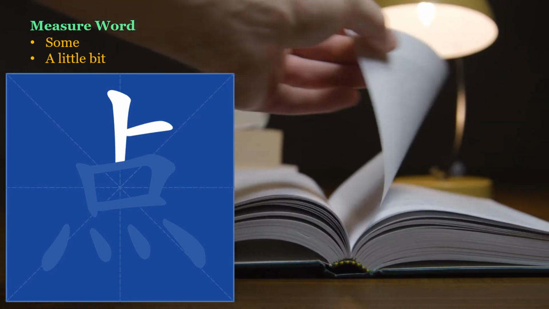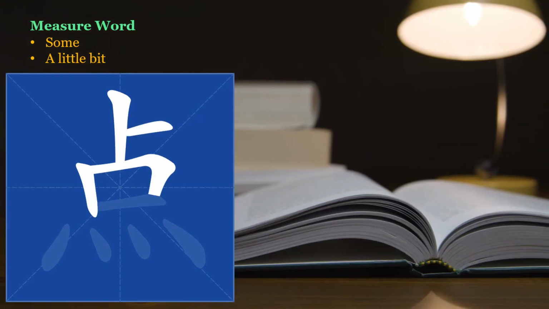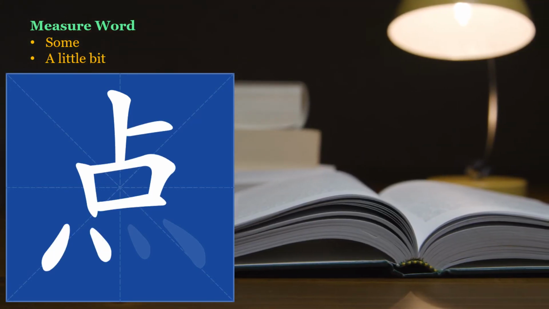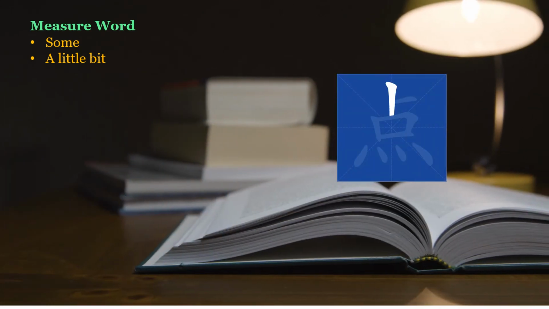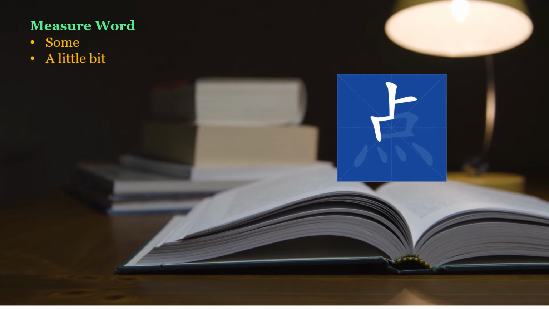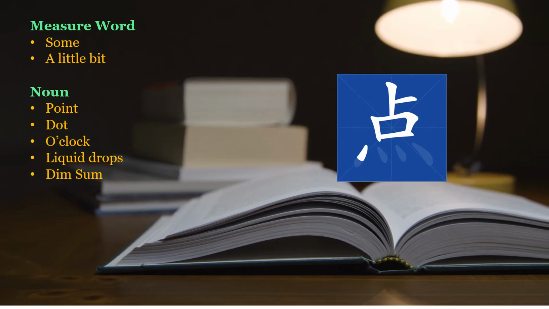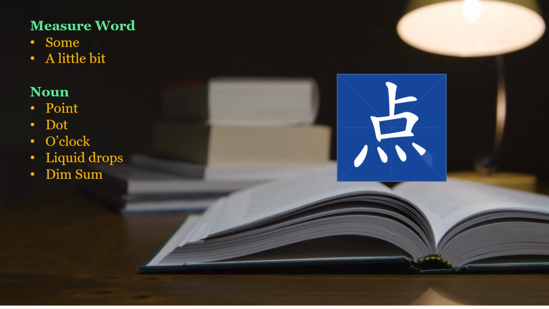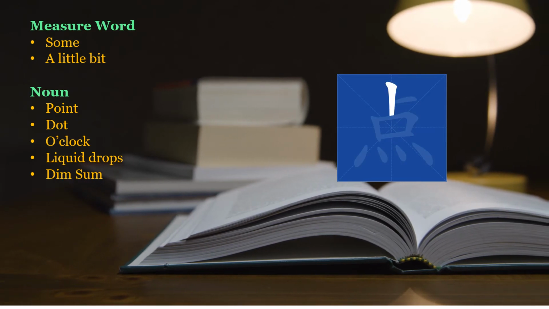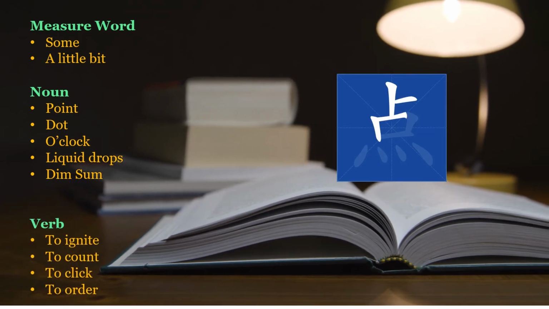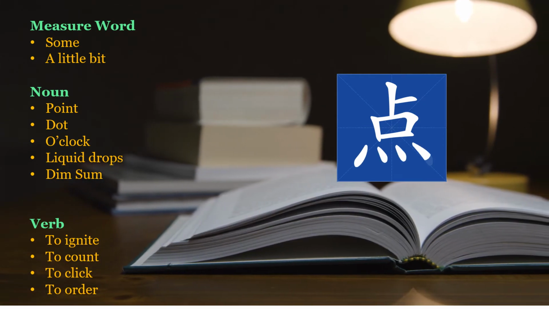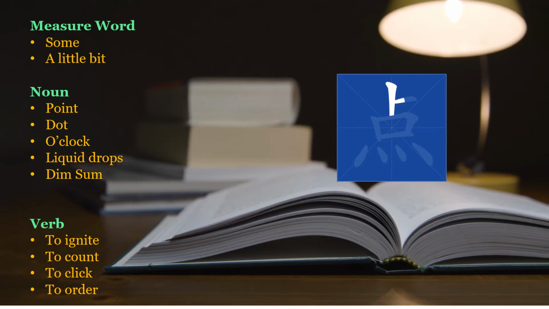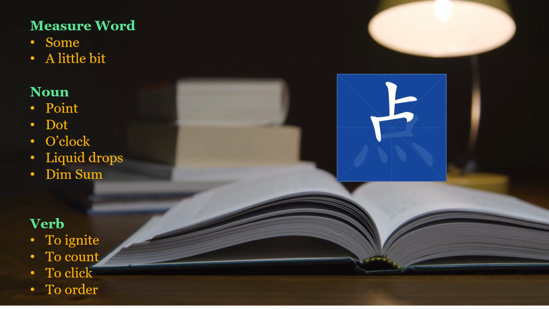Well, if you look up a dictionary, you will find that this character has much more meaning and can be used differently. The character dian could be used as a noun, which means point, dot, o'clock, liquid drops, or dim sum. When used as a verb, the character dian could mean to ignite, to count, to click, or to order.